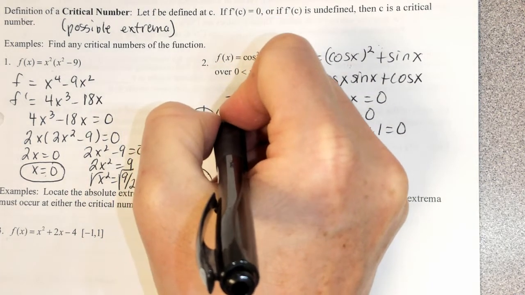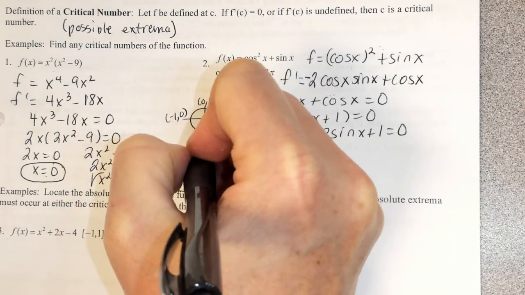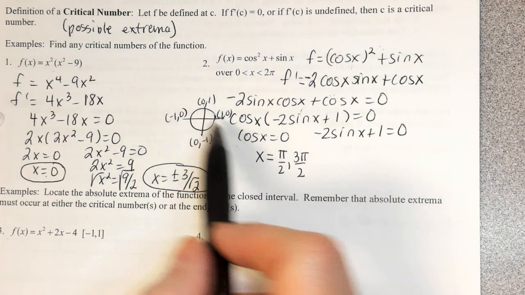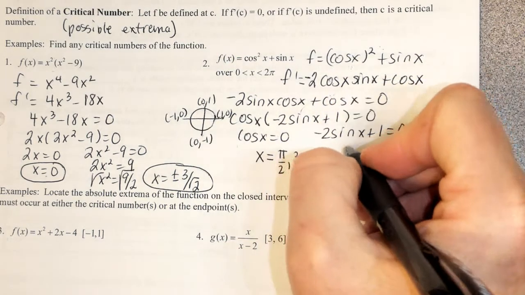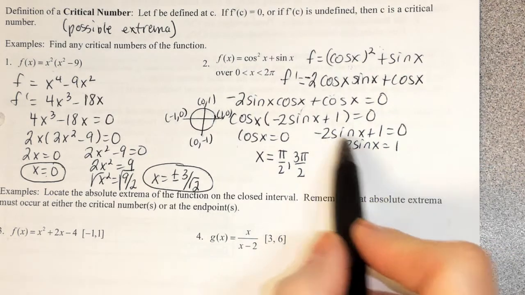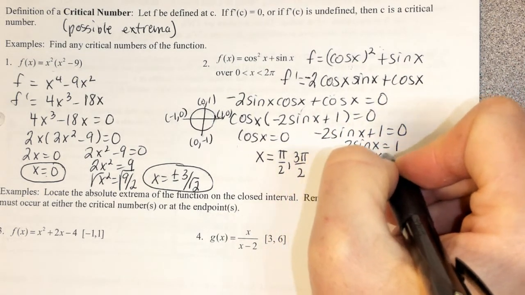See, this point's 1, 0. This point's 0, 1. This point's negative 1, 0. That point's 0, negative 1. Where the x is 0 is there and there. Solving this one, I'm going to have 2 sine x equals 1. I'm just taking this over, switching it around. So sine x would be 1/2.